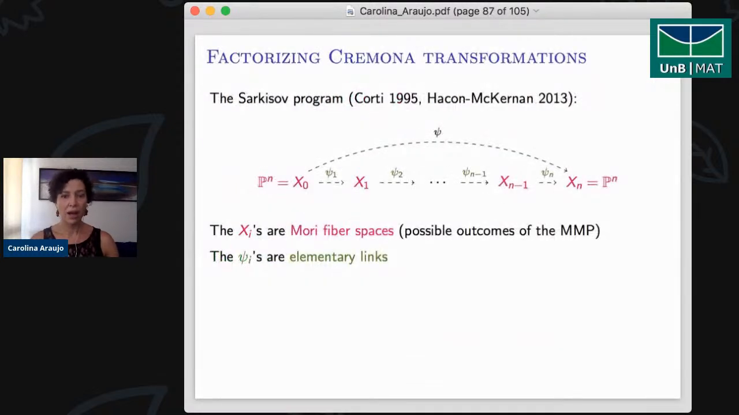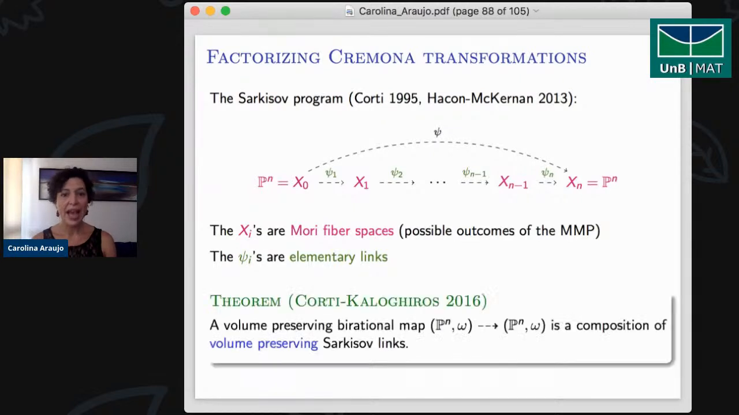For instance, I told you about the Sarkisov program that provides a factorization for Cremona transformations. And for volume preserving Cremona transformations, we have a similar result. This is a theorem by Corti and Kalogiros from 2016. They show that any volume preserving birational map between Cremona transformation of Pn, where I'm fixing some meromorphic volume form and ask that the Cremona transformation preserves it, is a composition of volume preserving Sarkisov links.